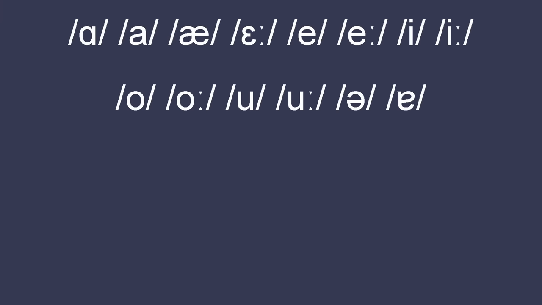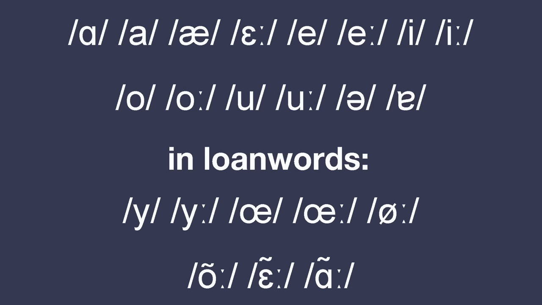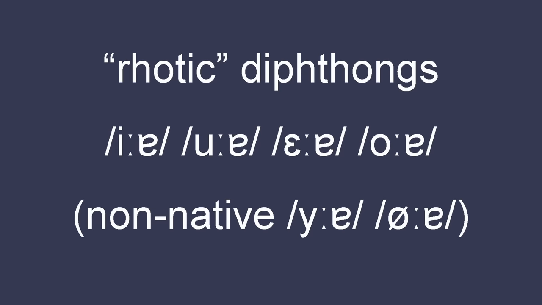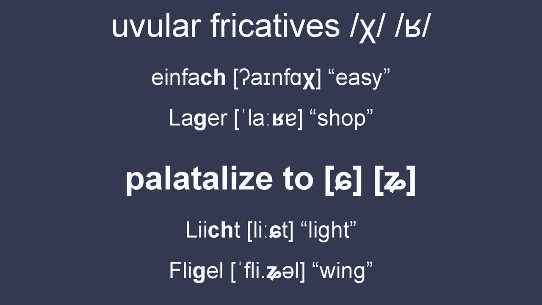Natively, it has the monophthong a, and short and long vowel pairs tend not to differ in quality. Some vowels are exclusive to loanwords, with some nasal vowels from French also. It has plenty of diphthongs, including a non-native oi, and plenty of rhotic diphthongs, like in German. Luxembourgish has the uvular fricatives, which can allophonically palatalize.